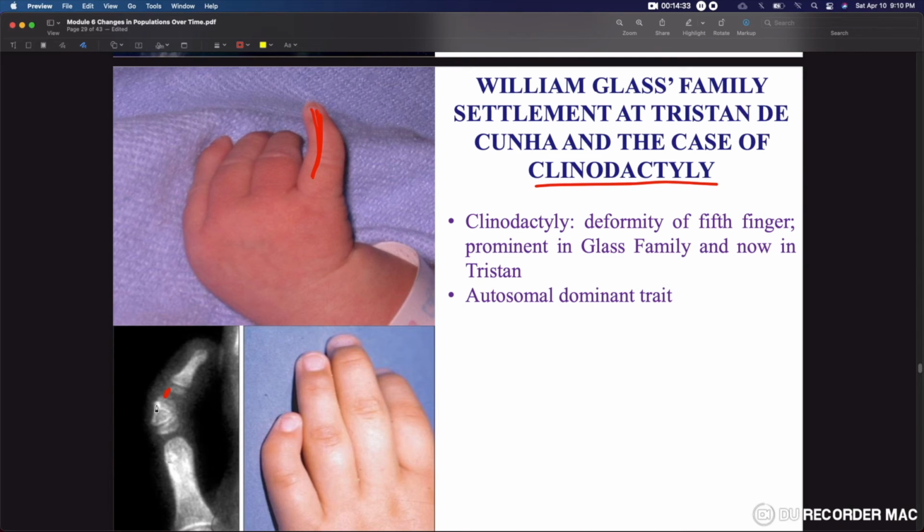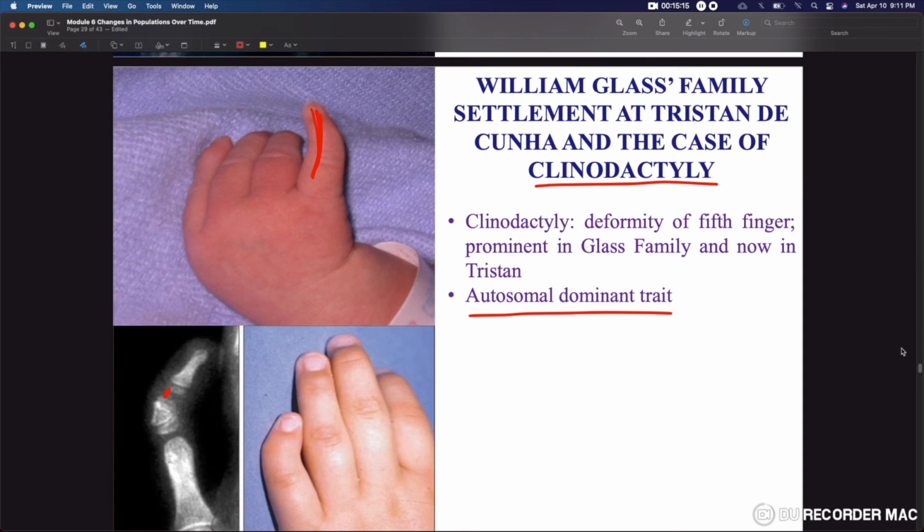Yeah. So the majority of them, it's an autosomal dominant trait too. Majority of them had a deformity on the fifth finger. And a lot of scientists back then were appalled. They were surprised because clinodactyly in the general population, in the European population, is rare. But in that settlement, most of them have that deformity in the fifth finger. So they made a study and traced back that William Glass himself has clinodactyly.